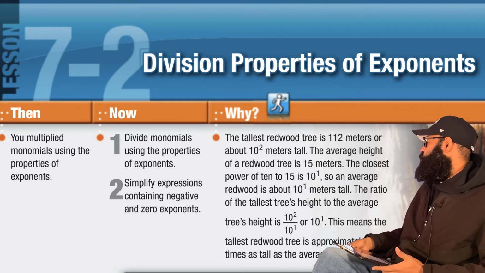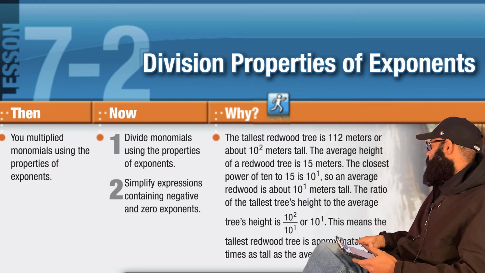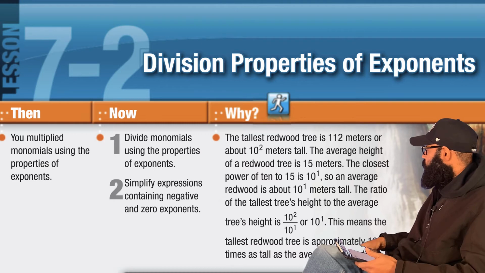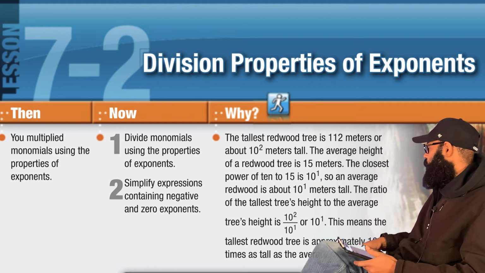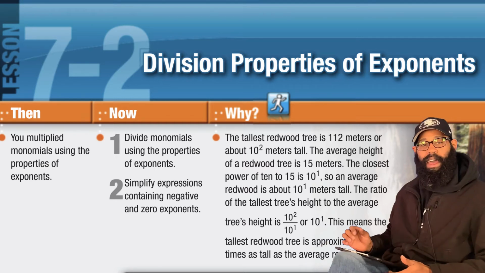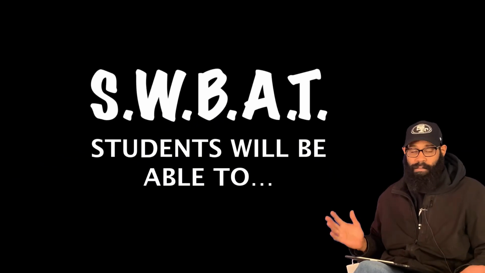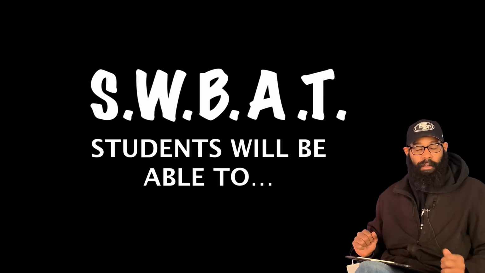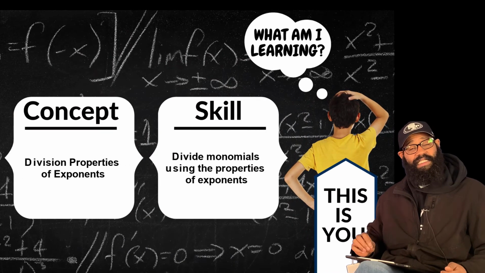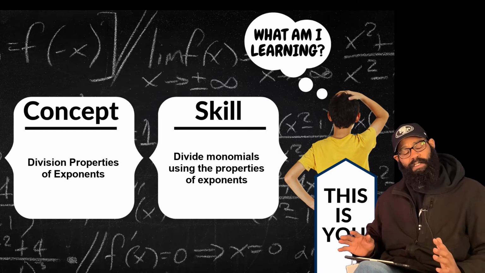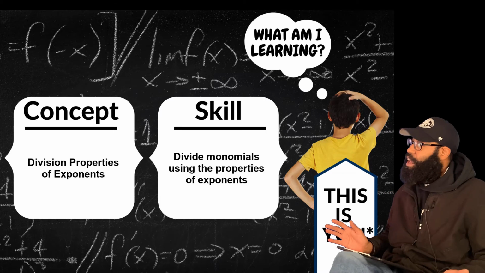Learning objective, students. By the end of this lesson, you should be able to divide binomials using the properties of exponents. Secondly, the learning objective for Chapter 7, Lesson 2: simplify expressions containing negative and zero exponents. Students will be able to divide exponents. So the skill is actually dividing. The concept is exponents. We did the skill of multiplying last lesson. Now we're going to be doing the skill of dividing. And let's knock it out, guys.